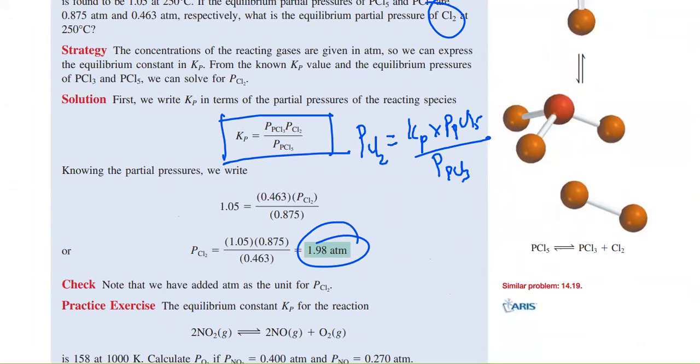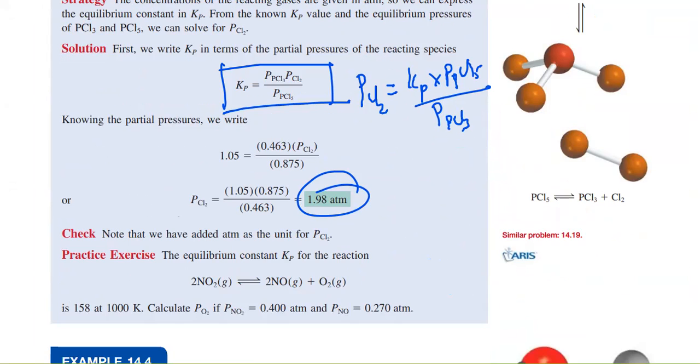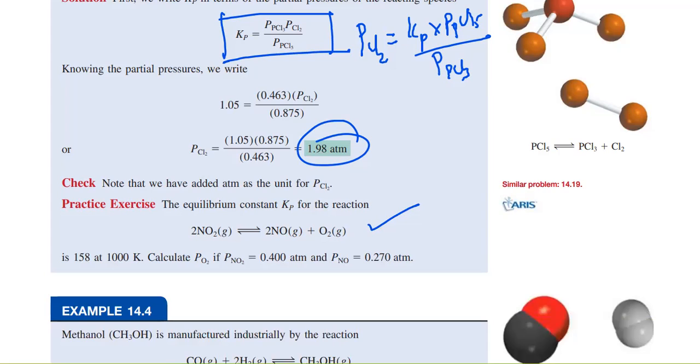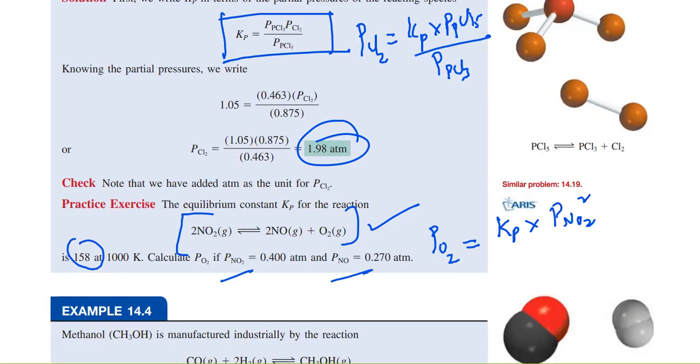Okay, let us move to the next one. That is another practice question given. You can also check it. In this question, they have given the partial pressure of NO2 and the partial pressure of NO, but the O2 partial pressure they have asked us to calculate. So the partial pressure of O2 is nothing but the Kp value, given as 158 here, that is Kp into partial pressure of NO2 power 2 divided by partial pressure of NO power 2.